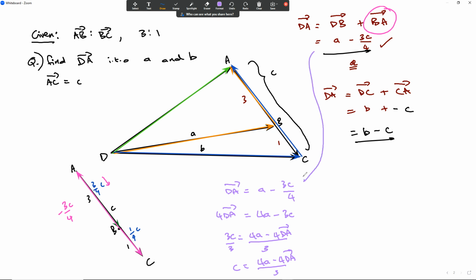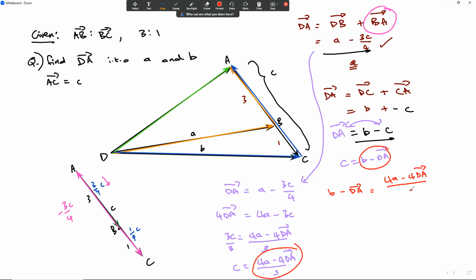Okay, that's coming from the first route. From here, I can see that I can just rearrange this and swap the C over. Remember, this is dA. So let's swap those two guys over. So C equals b minus vector dA. Now we have two vectors that are equal to C. We have this vector and this vector, which is both equal to C, so we can equate them. b minus vector dA is going to be equal to 4a minus 4dA over 3.